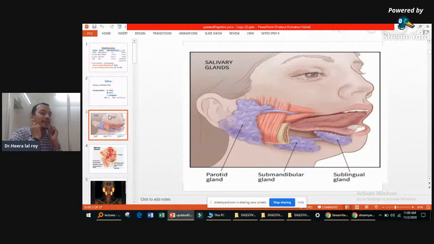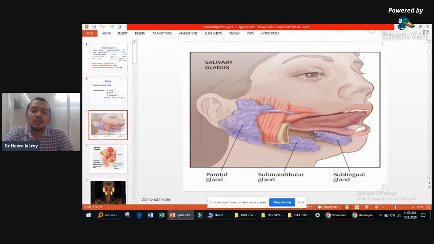Submandibular: if this is the mandible, our jaw, just beneath it you will get the submandibular gland. Another one is the sublingual gland. Sub means under, and lingual means the tongue. So under the tongue you will get the gland, and that is called the sublingual gland. So these all three are salivary glands.